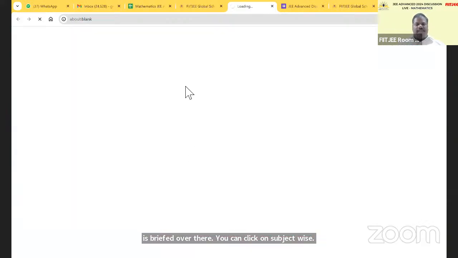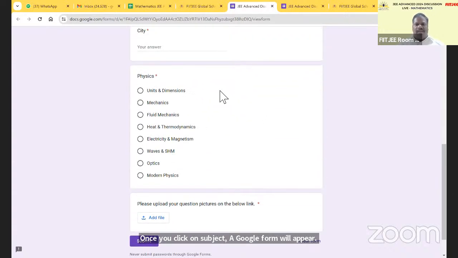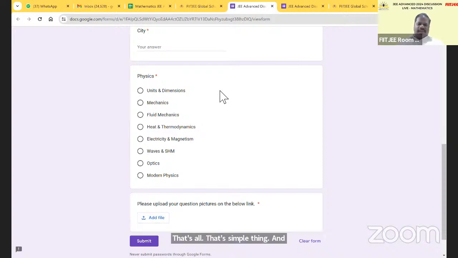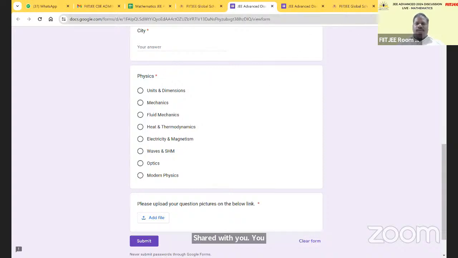Once you click on a subject, a Google form will appear. You have to fill up the details, choose the topic, write your question on a neat white paper, take a snap of it and post it. That's all. That's a simple thing. Once we receive it, you'll be intimated through WhatsApp that we have received your question, and you will get a time slot when the discussion of your JEE question will happen. That time slot will also be shared with you. You can log in through the Zoom link to engage or discuss the question.